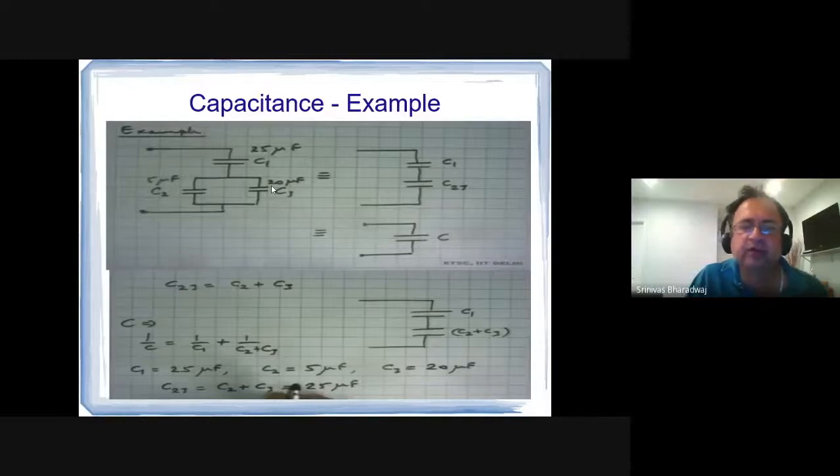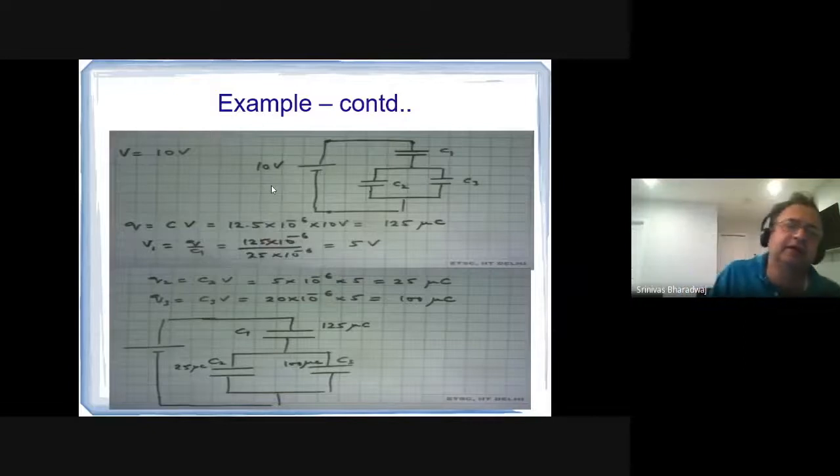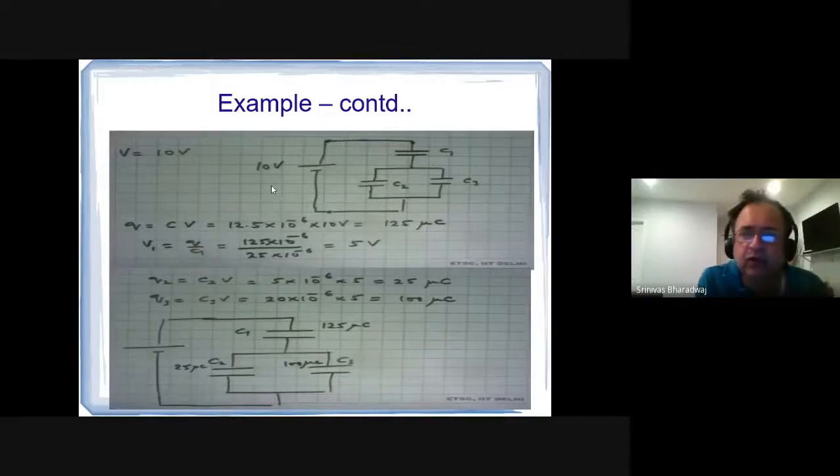So what is 25 by 2? It is 12.5, right? So that's the simple answer there. You should end up with 12.5. And if you applied a voltage of 10 volts, the corresponding charge will be Q equal to CV, right? C is 12.5. 12.5 times 10 will give you 125 microcoulombs.